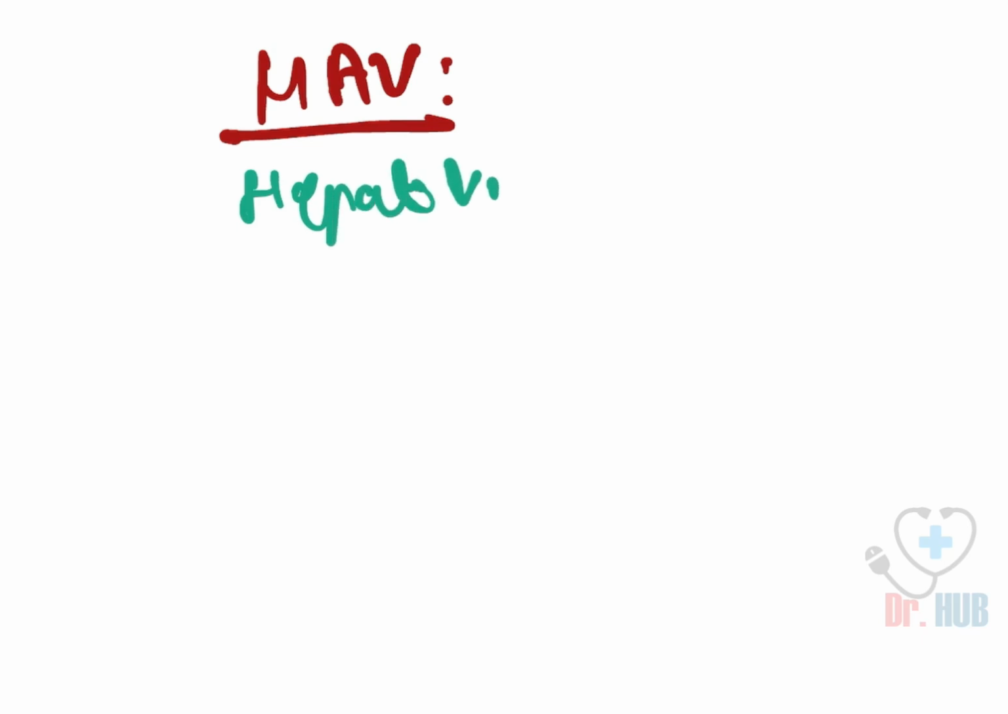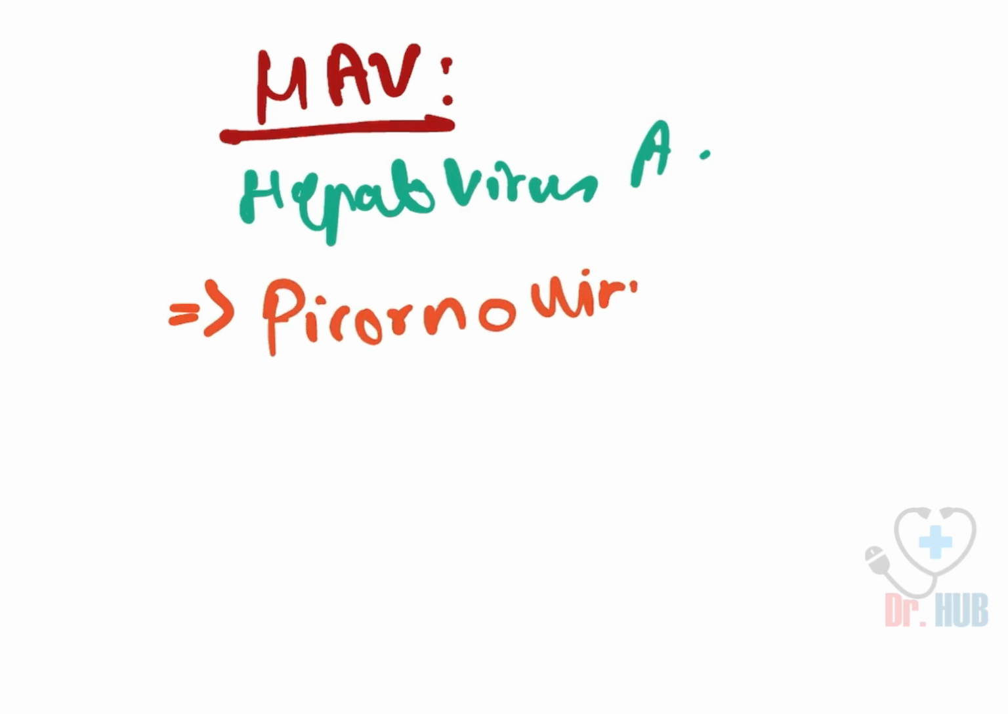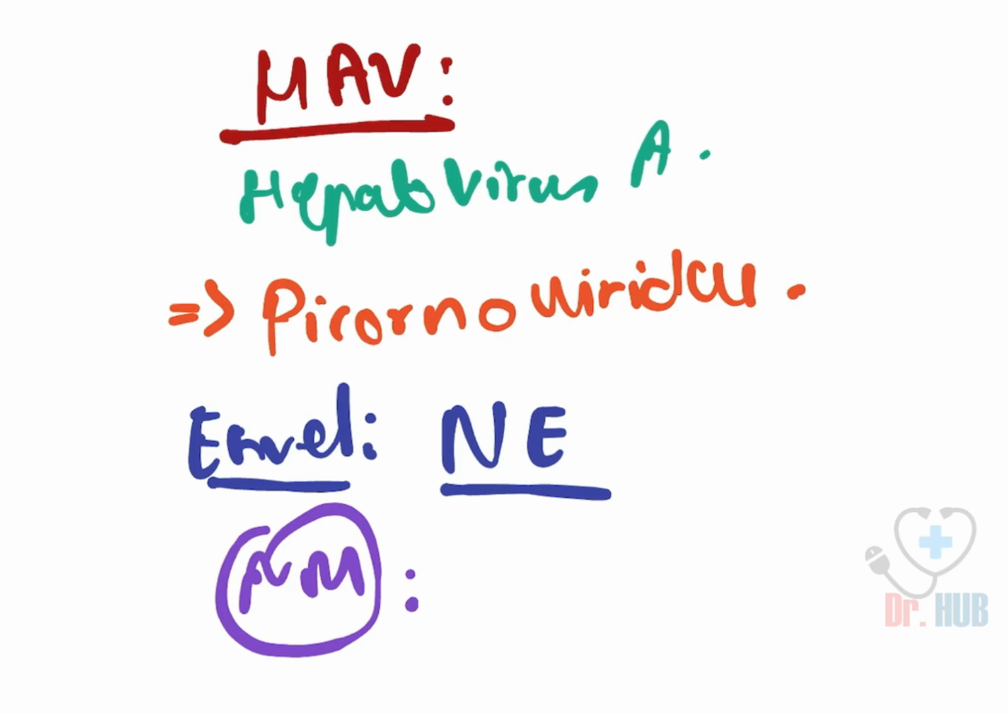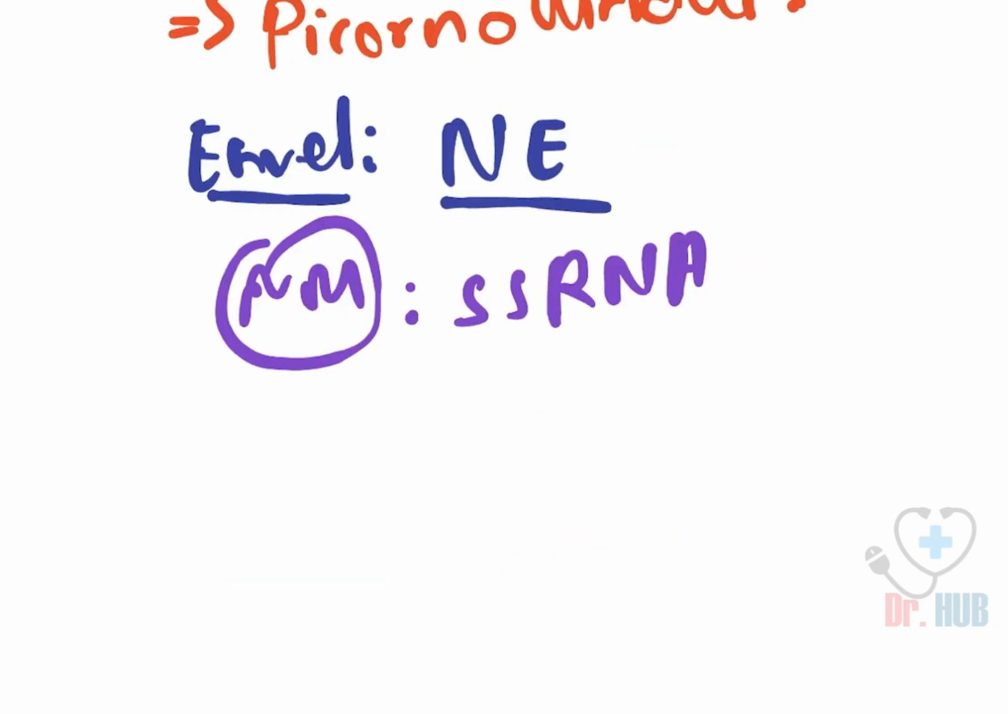So firstly, we are discussing about the HAV. The specific name is the hepatovirus A. It is nothing but the hepatovirus A. And what family does it belong to? The family being the Picornaviridae. Then looking at the envelope, it is non-enveloped. And the nuclear material which is present is ssRNA, single-stranded RNA.